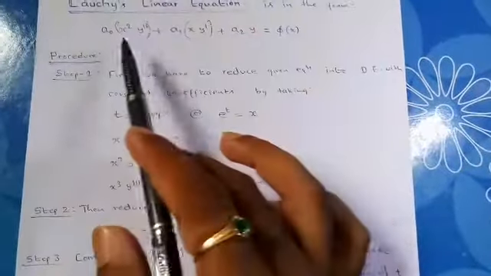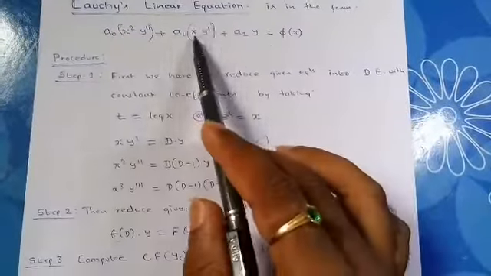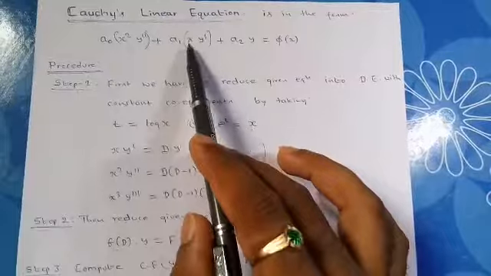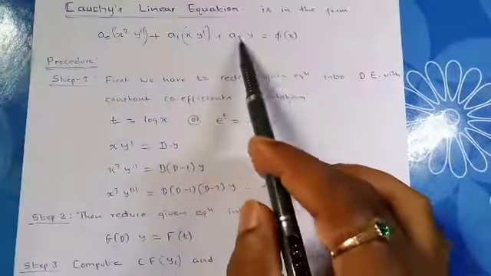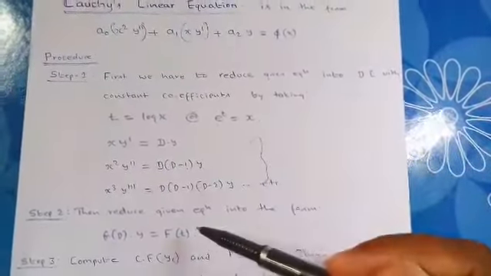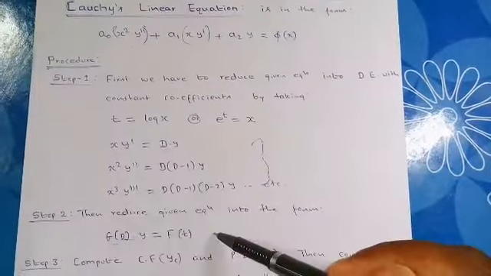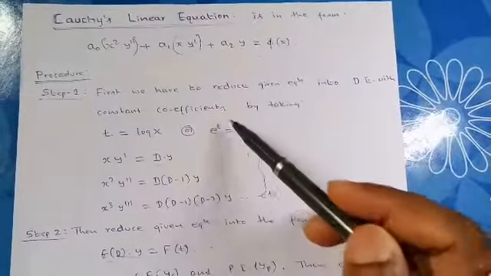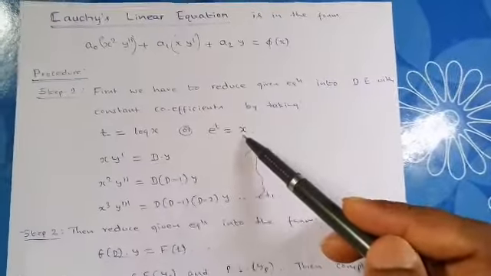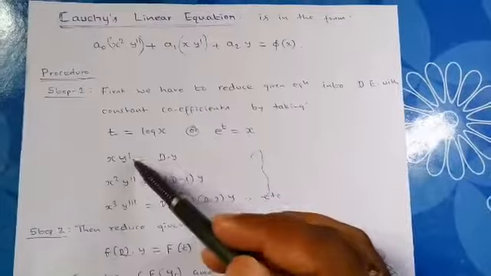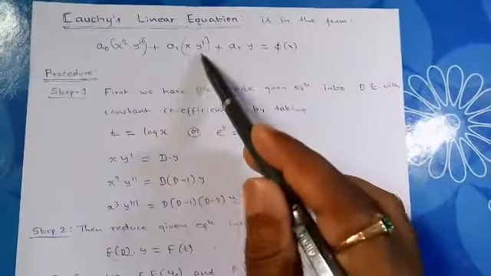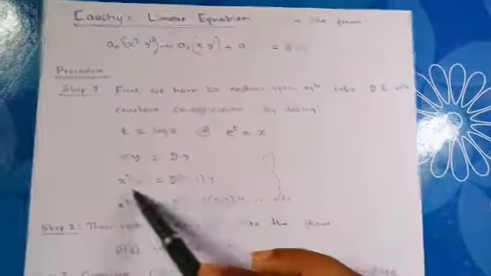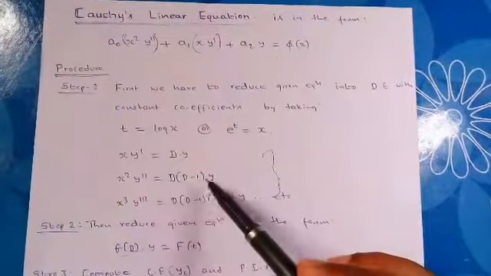To find the solution of Cauchy linear equation with variable coefficients, observe that here the coefficient is a variable. So we have to reduce it into a differential equation with constant coefficients. To do this, we take the substitution x = e^t, so x y' = D y and x^2 y'' = D(D-1) y.